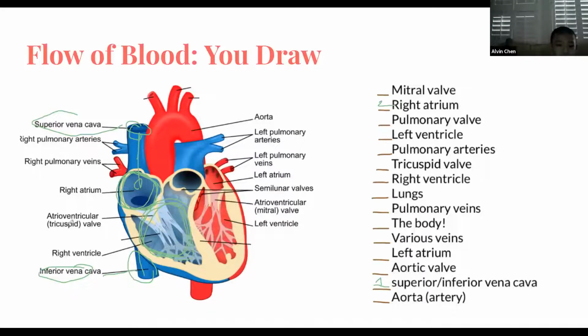Atrioventricular valve. Yeah, it's going to be one of the atrioventricular valves, specifically the tricuspid valve right here as it's labeled. So after the right atrium, we're going to pass through the tricuspid valve and go into the, where's the right ventricle? Right here, right ventricle. Great. After the right ventricle, where do we think we're going to go?